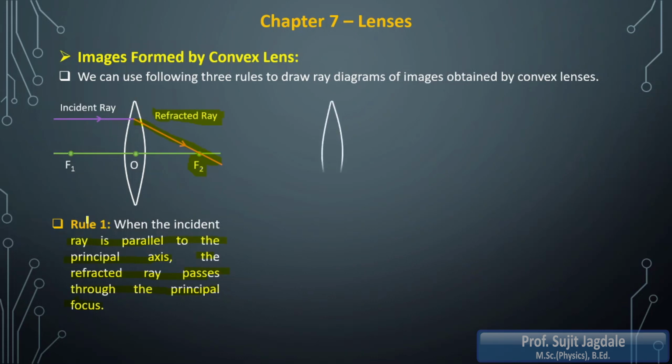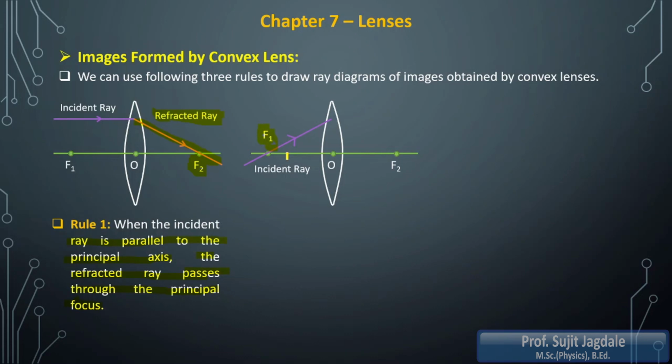The second rule is, again I am going to consider the lens, again with the principal axis, which is passing through both the centers of curvature. Then how many principal focuses do I have to consider? F1, F2. These are the two principal focuses. Now the incident ray is traveling in a different way. It is passing through the first focal point F1.